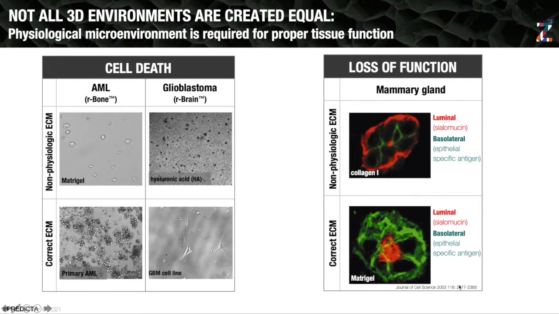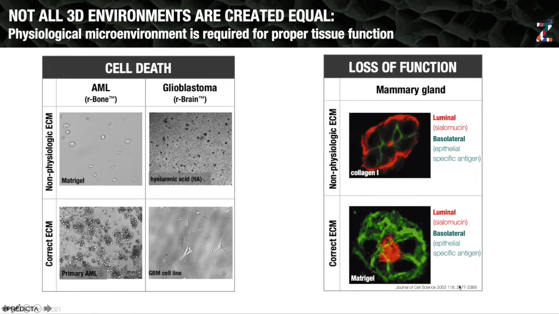And what we and others have shown is that if you don't do that, you can actually get a skewed response, or even worse, cells will just die. So as shown on the left-hand side here, for AML, for example, if we take cells and just grow them in Matrigel, most of them will die within a week or so, a little less. But if we put them into reconstructed bone, which is our material, these primary AML cells proliferate and grow over time.